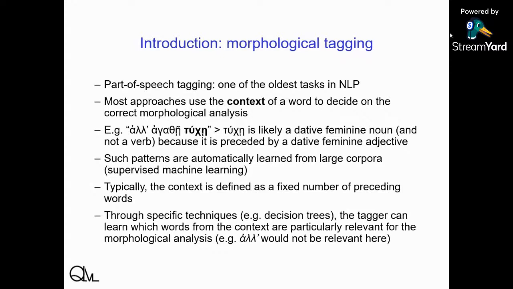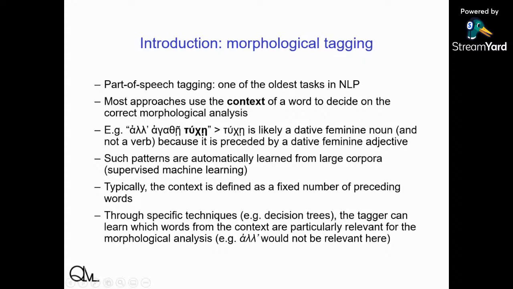And how is part of speech or morphology predicted? Most approaches use the context of a word to decide on the correct morphological analysis. So, for example, we have a Greek sentence like "al agatai tuchei." Tuchei can, of course, be noun or verb, but we are pretty sure it's a noun because it's a dative feminine noun because it's preceded by a dative feminine adjective, for example. So this is the kind of information that such older methods use for part of speech tagging.